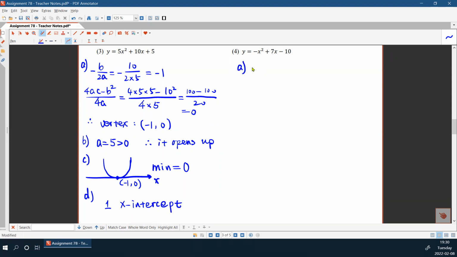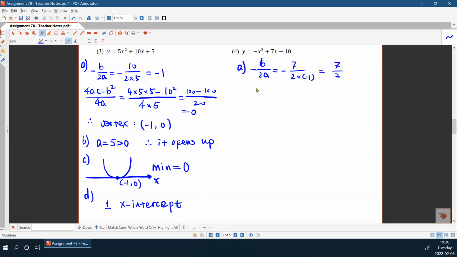All right, question 4. First of all, calculate the coordinates of the vertex. Again, -b over 2a is the x coordinate. So -b is 7, right? And 2a is 2 by -1, which gives 7 over 2.